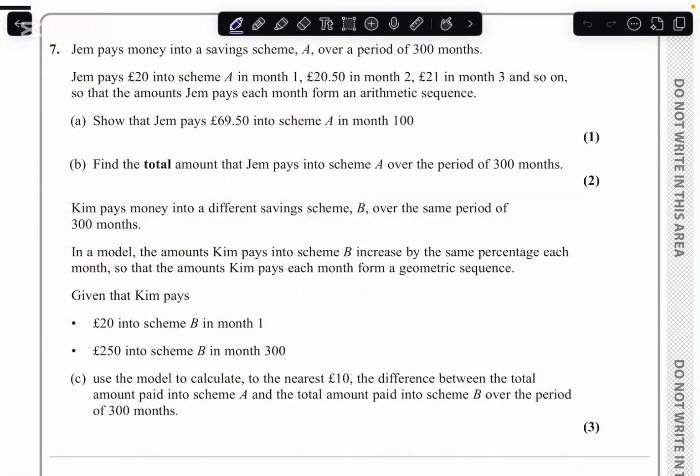Moving on to question 7, it says, Jem pays money into a savings scheme, A, over a period of 300 months. Jem pays £20 into scheme A in month 1, 20.5 in month 2, 21 in month 3, and so on, so that the amounts Jem pays each month form an arithmetic sequence. So from this information, we can see that the difference between each month is 0.5 pounds. And we can also say that the starting value is 20 pounds.